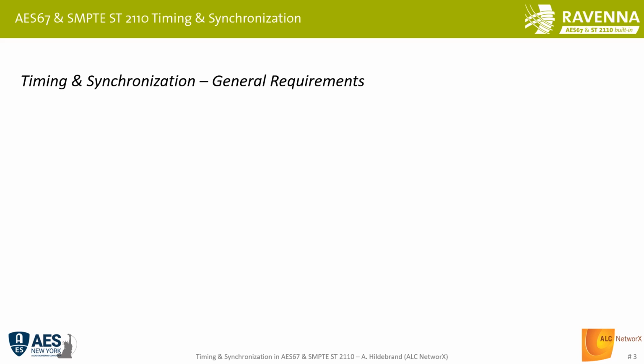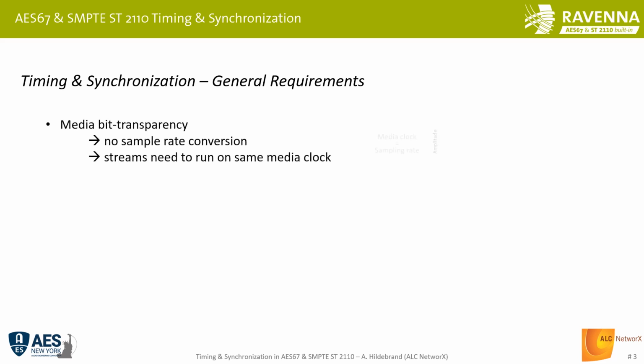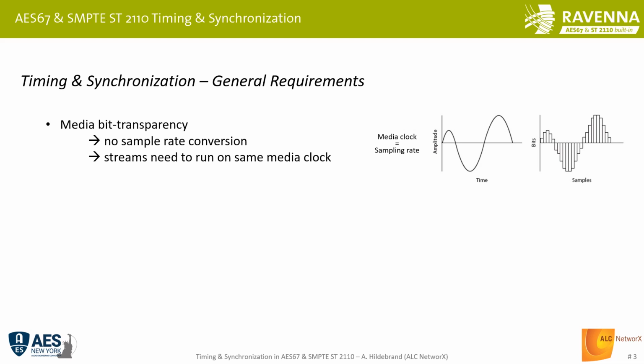We can state a few general requirements when it comes to timing and synchronization in media over IP systems. First of all, we want to have full media bit transparency. That means that every signal I'm feeding into the system should be able to be played out unaltered at the other side of the system. So we definitely want to avoid any sample rate conversion, and that in turn means that all streams on a network, or all devices on a network, need to use the same media clock. And that basically means the media clock is the sampling rate, and that is the same for input devices or ingest devices as well as playout devices.